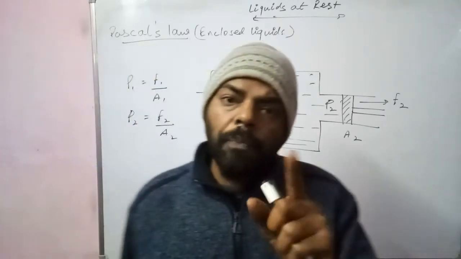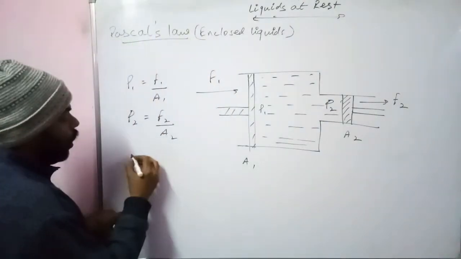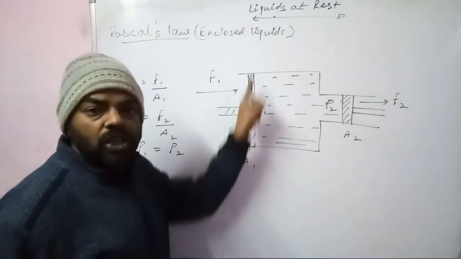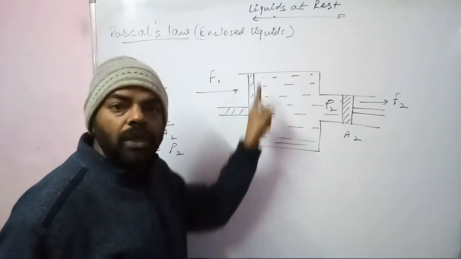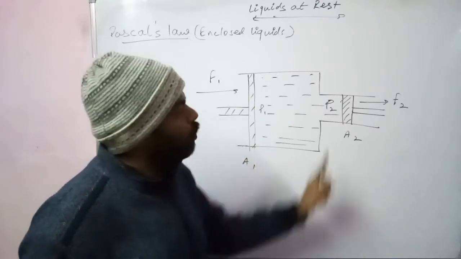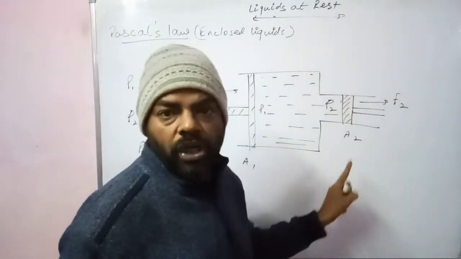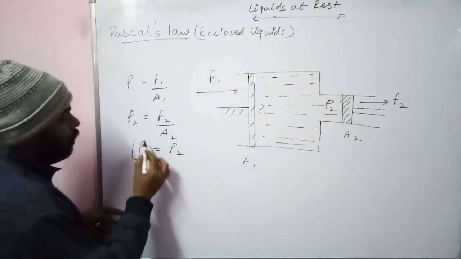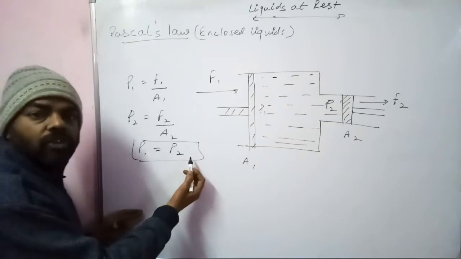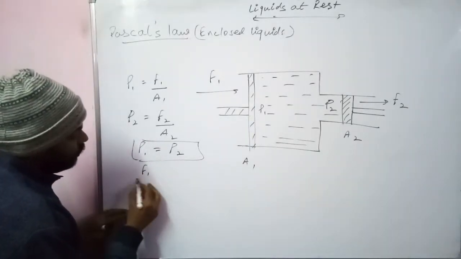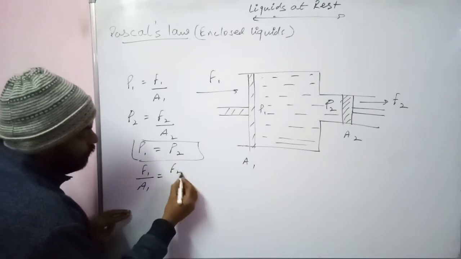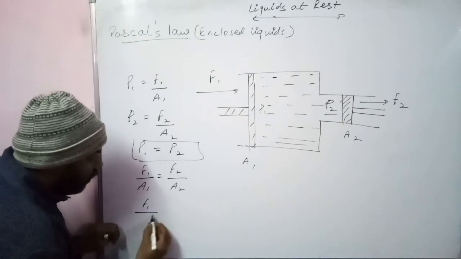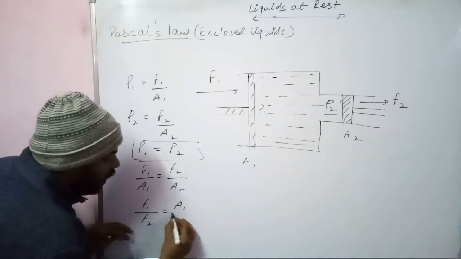Now according to Pascal's law, this P1 will be equal to P2. That is, the change in pressure, or simply the increase in pressure on the left side of this enclosed liquid, will be exactly equal to the increase in pressure on the right hand side of the liquid. This P1 equals P2 is Pascal's law. So we can say that F1 divided by A1 equals F2 divided by A2. Now we can say that F1 divided by F2 is written as A1 divided by A2.